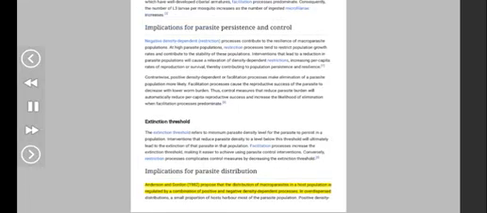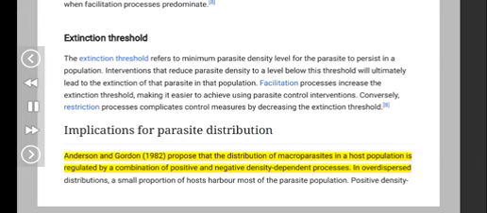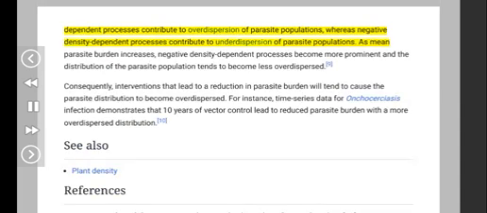Anderson and Gordon, 1982, propose that the distribution of macroparasites in a host population is regulated by a combination of positive and negative density-dependent processes. In overdispersed distributions, a small proportion of hosts harbor most of the parasite population. Positive density-dependent processes contribute to overdispersion of parasite populations, whereas negative density-dependent processes contribute to underdispersion of parasite populations. As mean parasite burden increases, negative density-dependent processes become more prominent and the distribution of the parasite population tends to become less overdispersed. 9.